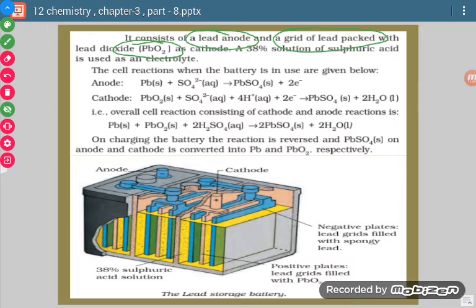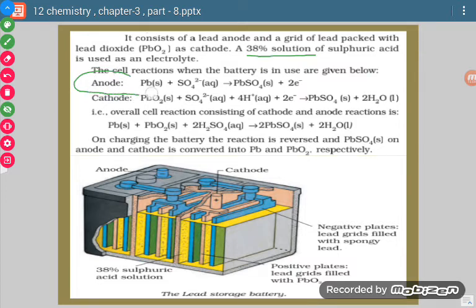And what is electrolyte? We take 38% solution of sulfuric acid. 38% means if the total volume of the solution is 100 ml, then 38 ml is sulfuric acid, and the rest is water. So 38% solution of sulfuric acid is used as electrolyte. Now what are the different reactions occurring in the lead storage battery?